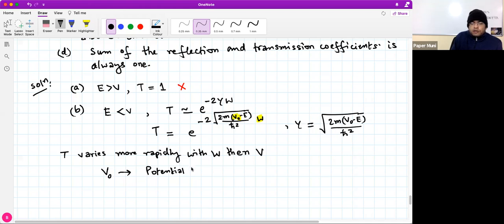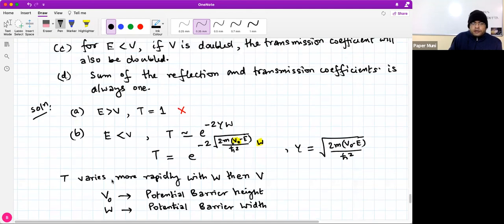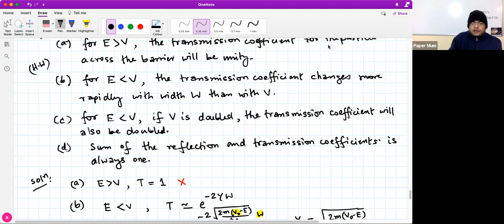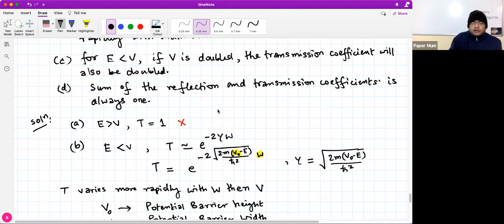So V naught is the potential barrier height. All right, and W is the potential barrier width. Now, option B says the transmission coefficient changes more rapidly with width than with V. So this option is correct, right? So the B option is correct.